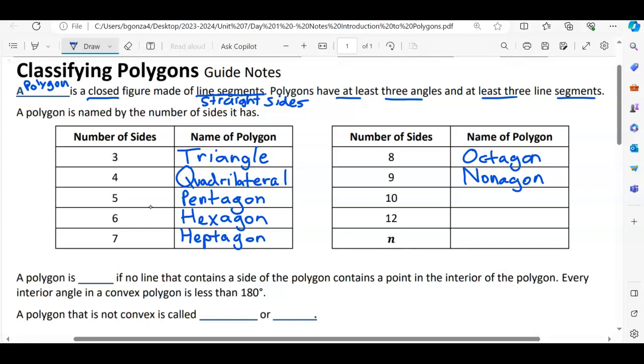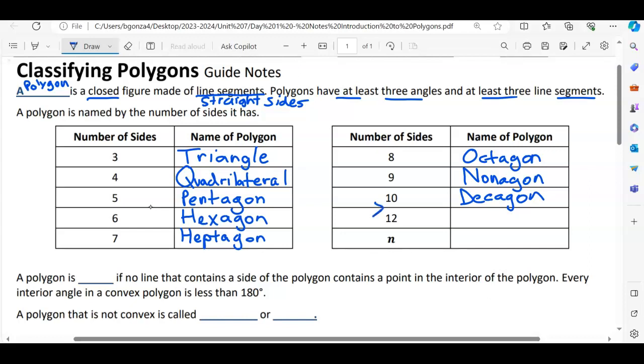What do you call 10 years? Like the 80s and the 90s. Yeah. 80s and 90s are decades, so a 10-sided figure is a decagon. Decagon. Now there's something weird here. If you look at your chart, they skipped number 11, went straight to 12.